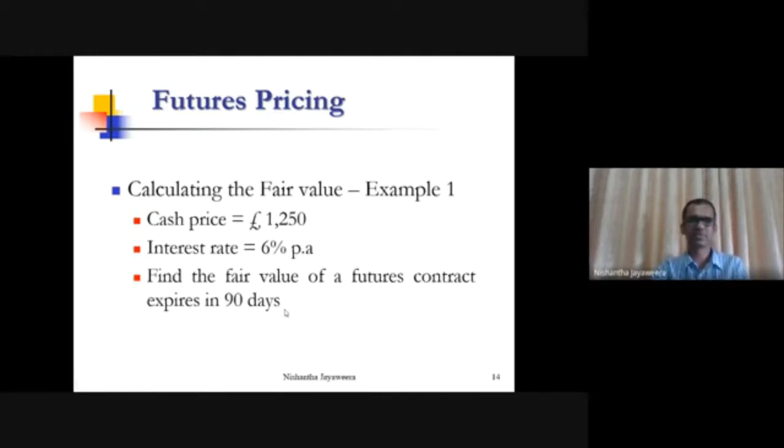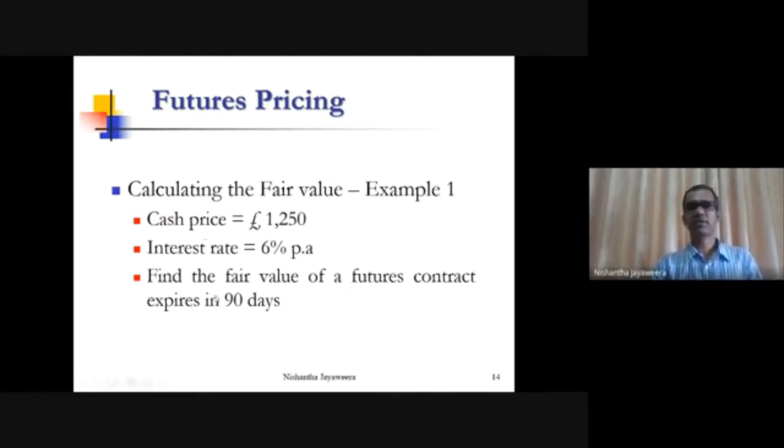The cash price today, or the spot price, remember, means if you do it in the cash market, that is, not the derivative market, you outright purchase or sell it. The price is 1,250. The interest rate for that applicable period is 6% per annum.